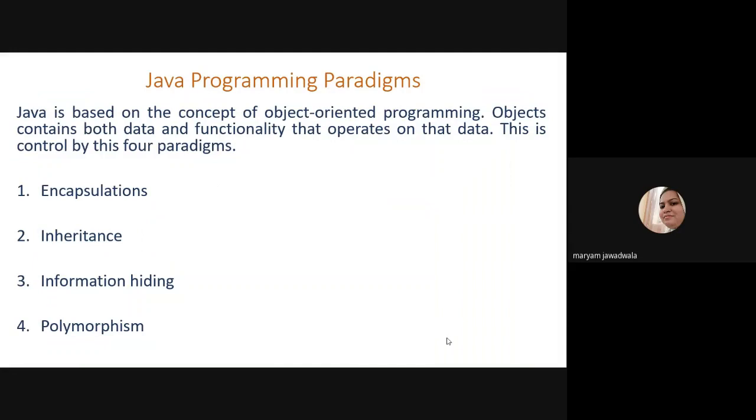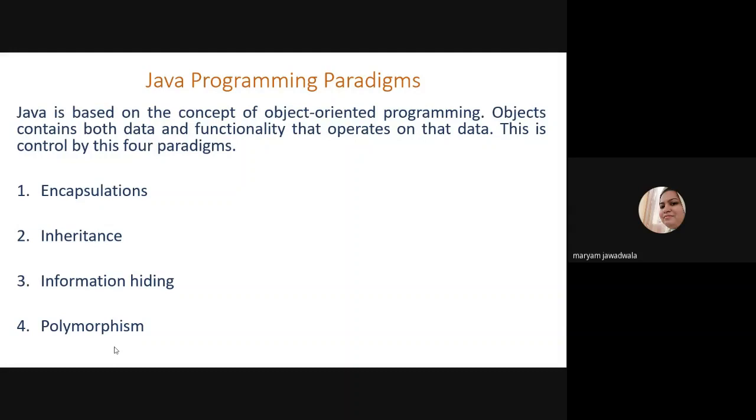So this slide is very important, students. Here we are going to discuss the main pillars of the Java programming language. Java programming is based on the concept of object-oriented programming. An object contains both data and functionality that operates on the data. This is controlled by four paradigms. The first one is encapsulation, the first pillar of any object-oriented programming. Second is inheritance. Third is information hiding. And the fourth is polymorphism.